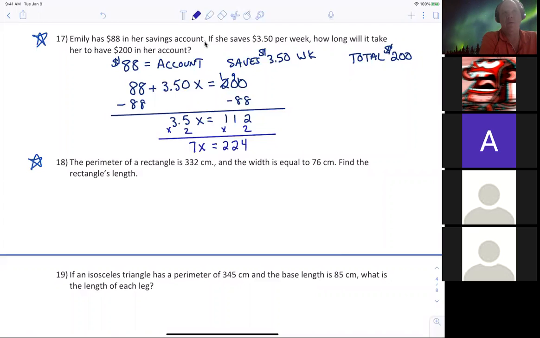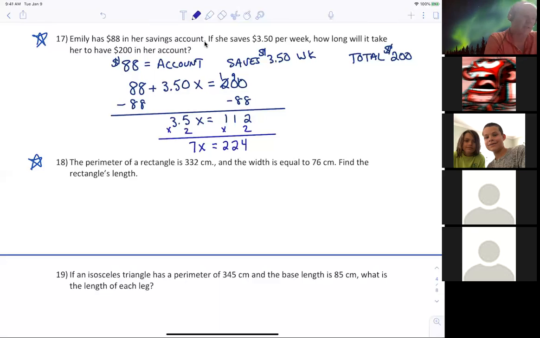Now, if you're paying attention, I want you to ask me a question if you're not sure. I don't like the decimal. Okay, and now we just divide both sides by 7. Now look how much easier that is. 7 goes into 22 three times with 1 left over. 7 goes into 14 twice. So it's going to take her what? 32 weeks before she has $200.